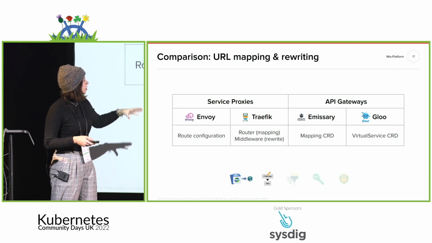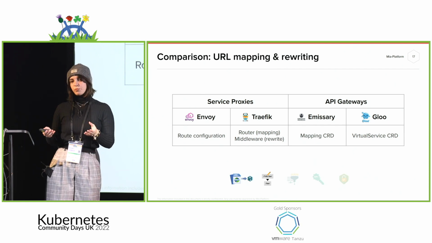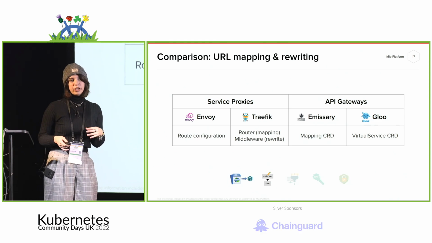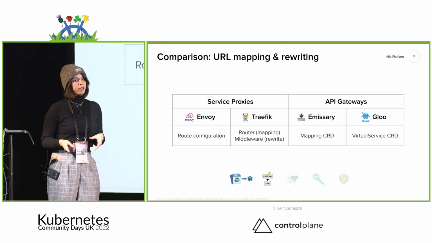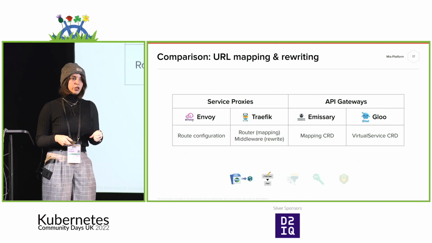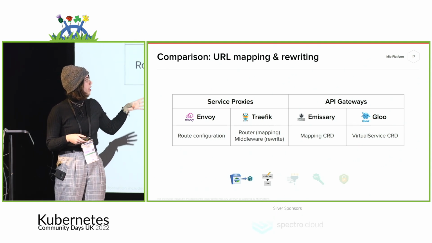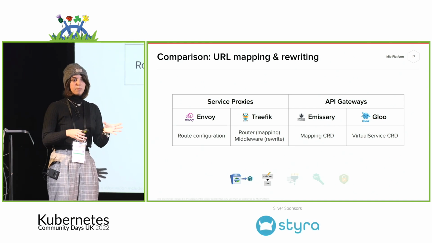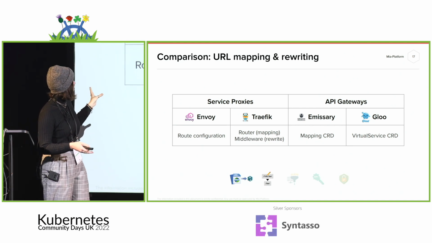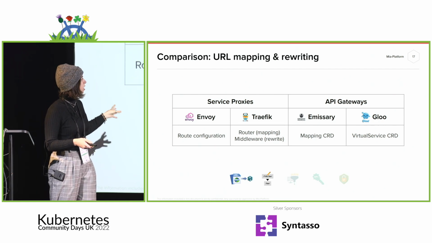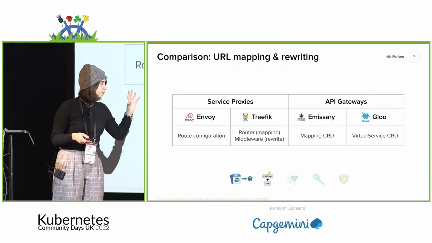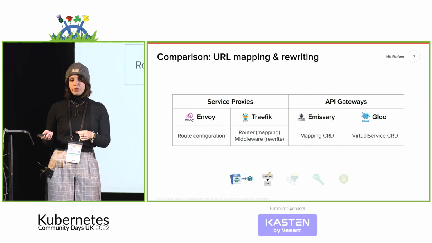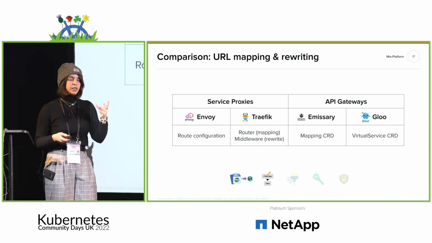On the API gateway side, with Emissary, we have a custom resource definition, the Mapping CRD, that allows us to define a list of matches, similarly to Envoy, where we can define, again, the URLs, the underlying services to which the URLs are mapped, and eventually the rewrites. And Gloo, similarly, has this VirtualService custom resource definition that maps to the virtual host of Envoy. And inside the VirtualService custom resource definition, we can define, again, a list of matches with the URLs, the underlying service, and eventually the rewrite.